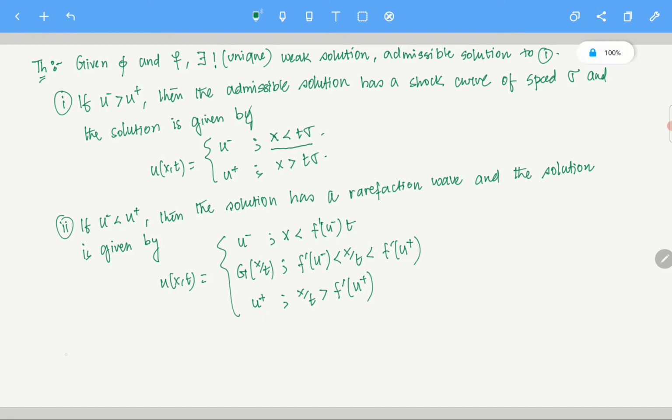So what is g here? Here capital G is the inverse of f prime, okay? The inverse of f prime.